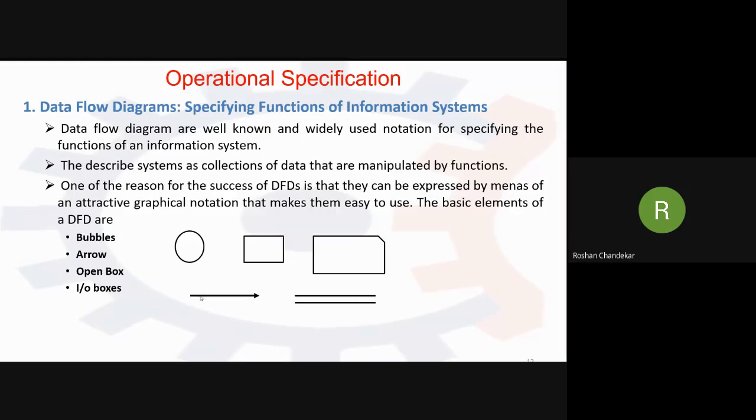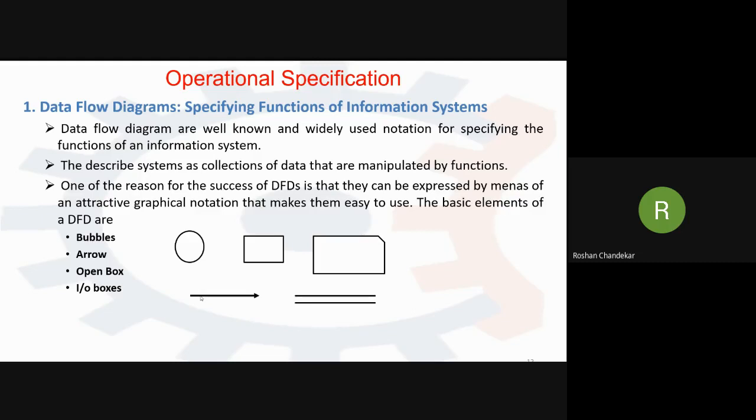The arrow going into a bubble represents an input value that belongs to the domain of the function represented by the bubble. It represents the data flow by means of the arrow symbol. The next one is the open box. The open box is used to represent the stored data.